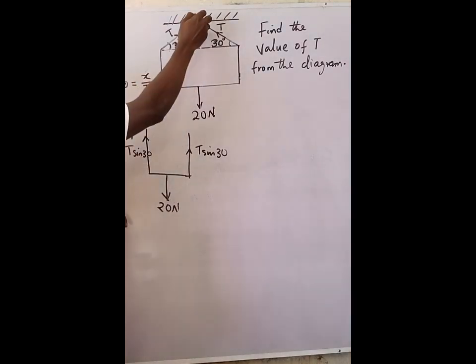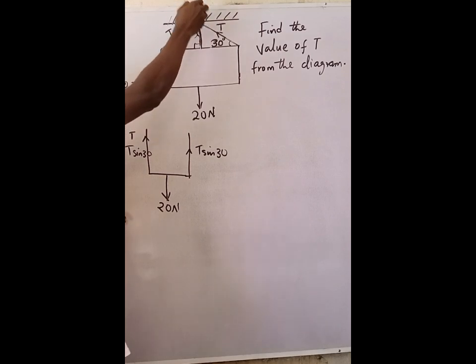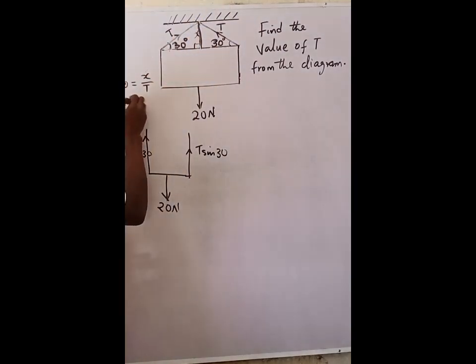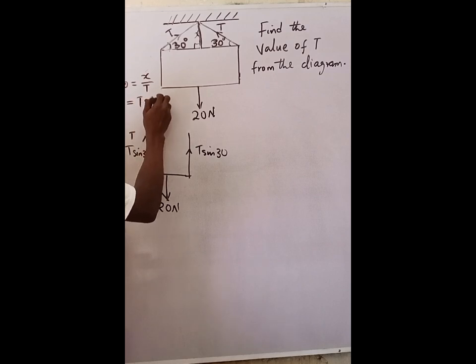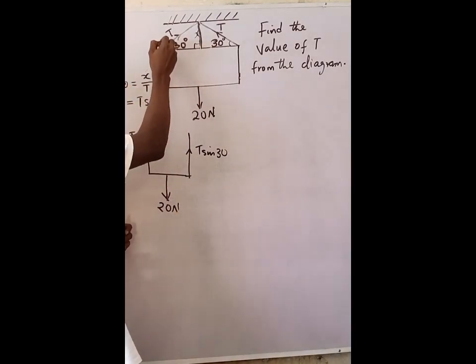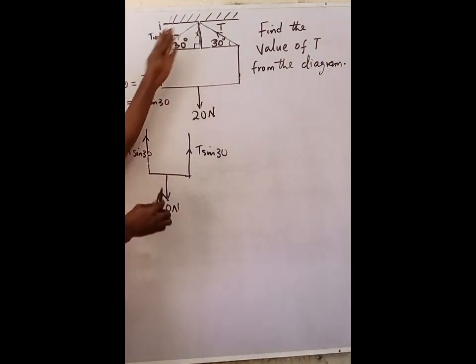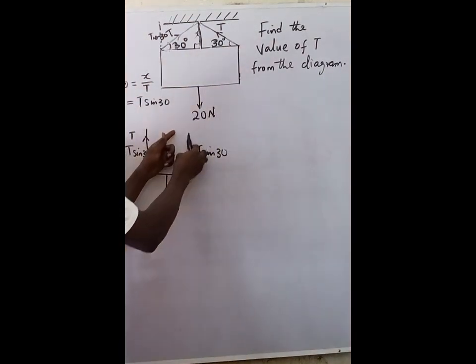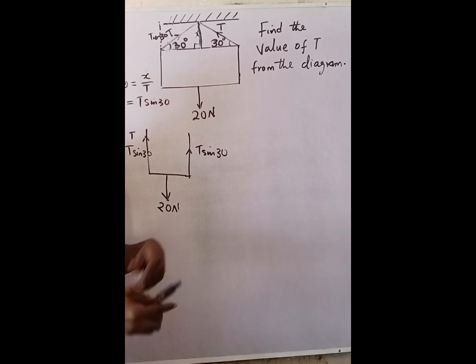Remember that what we want to find is the vertical component, which is x. So we are going to make it the subject of the formula. That is x is equal to t sine 30. That means the vertical component here is t sine 30. That is what we have written here for the left hand side. Then you do the same thing here, and that is why we have t sine 30. I hope it is very clear.